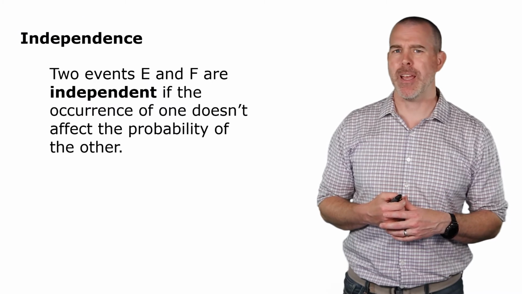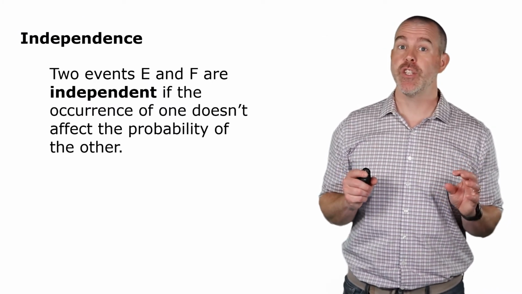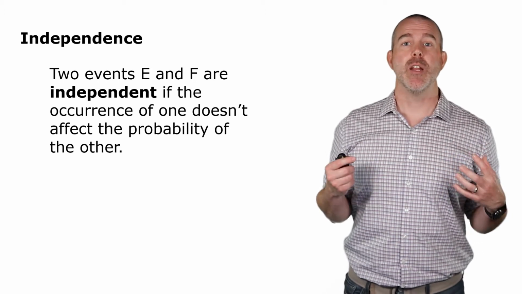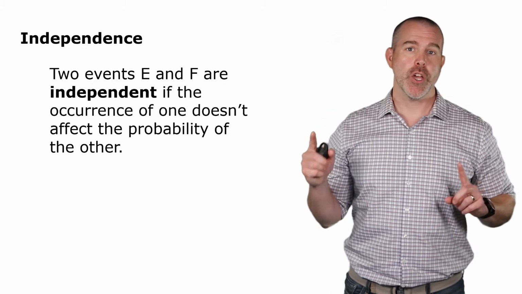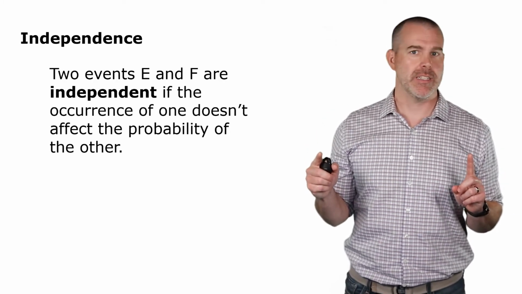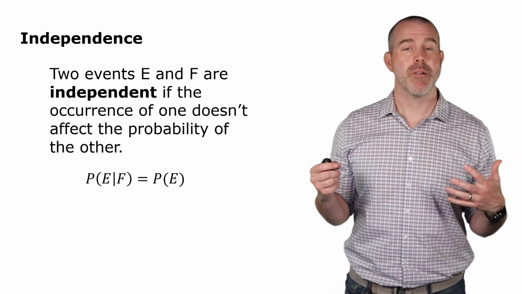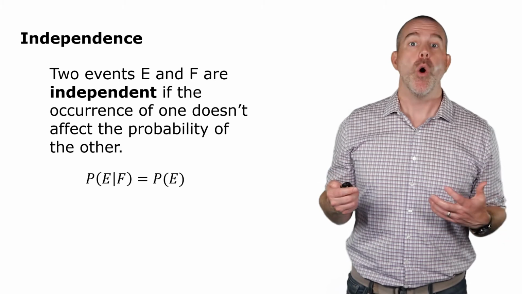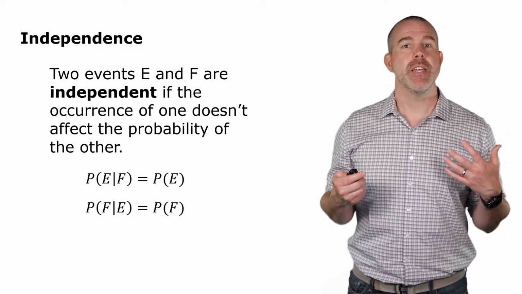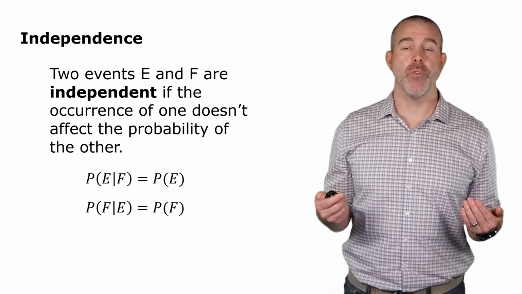The next topic is about independence. This is a very specific definition, and this is really important. In a probability context, two events are independent if the occurrence of one event doesn't affect the probability of the other. With probability notation, that would be the probability of E given F is the same as the probability of E. Or you could do vice versa. The probability of F, given that E has occurred, is the same as the probability of F overall.